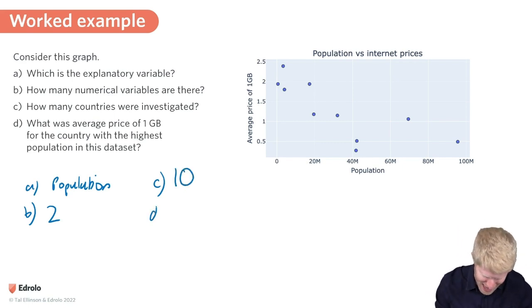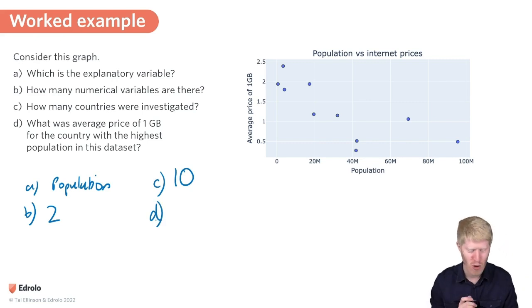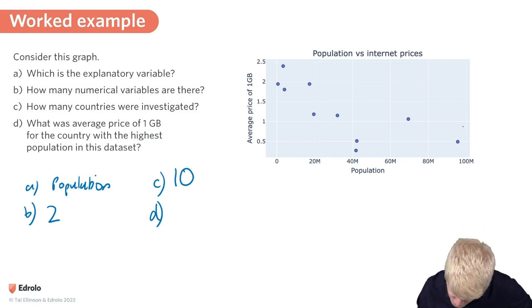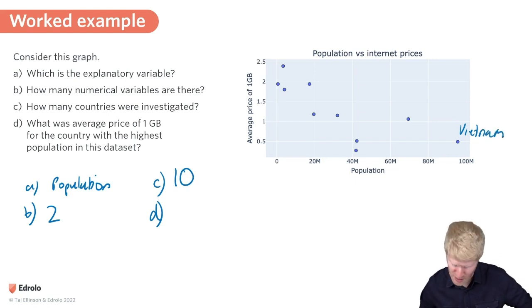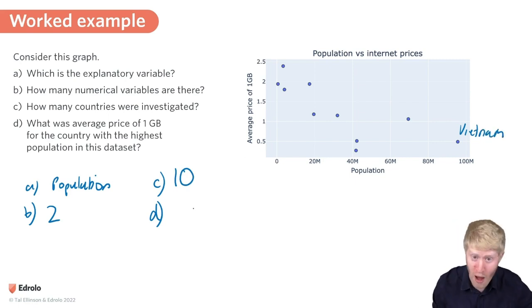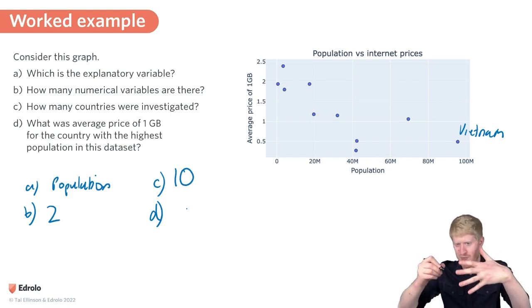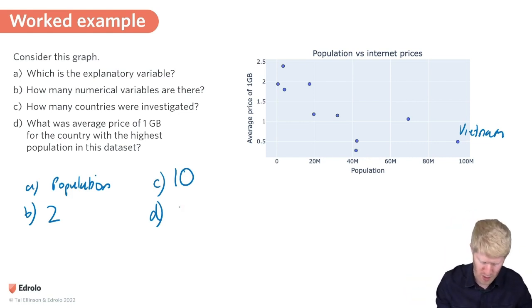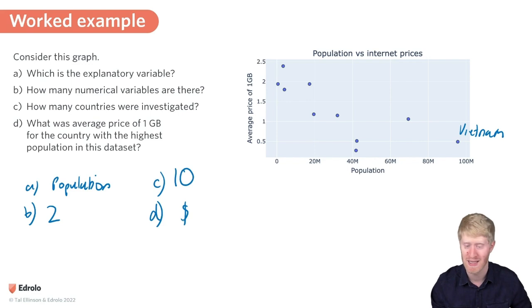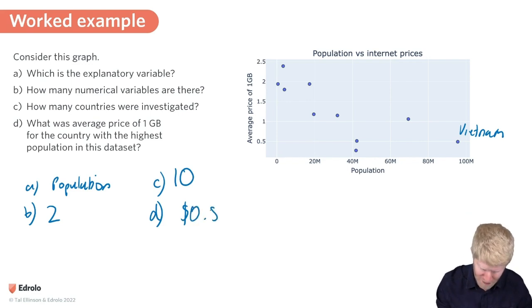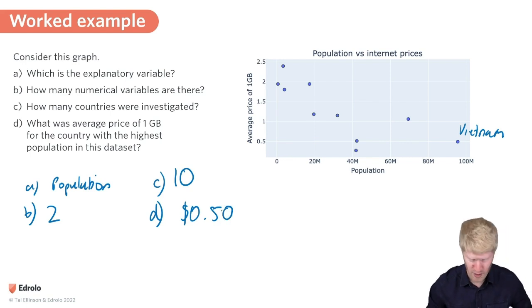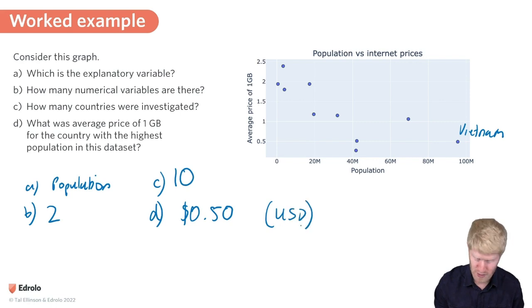Verification. And part D, what was the average price of 1 gigabyte for the country with the highest population in the data set? This little country over here, highest population is actually Vietnam. And they're doing pretty well with internet prices. Each of them is about 0.5. I haven't told you, but the information will be there in the context of the question. I'll let you know now that the y-axis is actually in dollars, so it'll be $0.5. And because we're doing finance and financial maths, we're going to also put in the 0 there to show that it's 50 cents. Just FYI, that's US dollars.